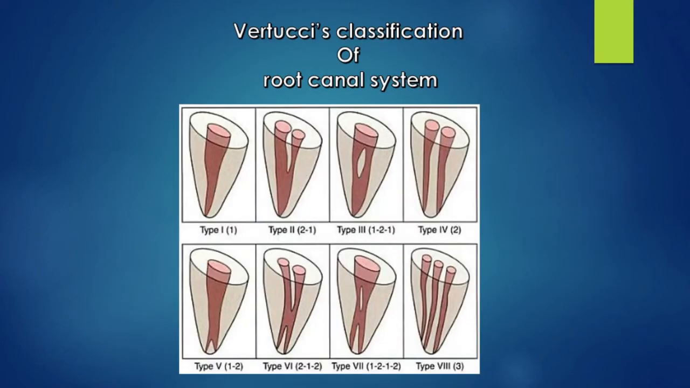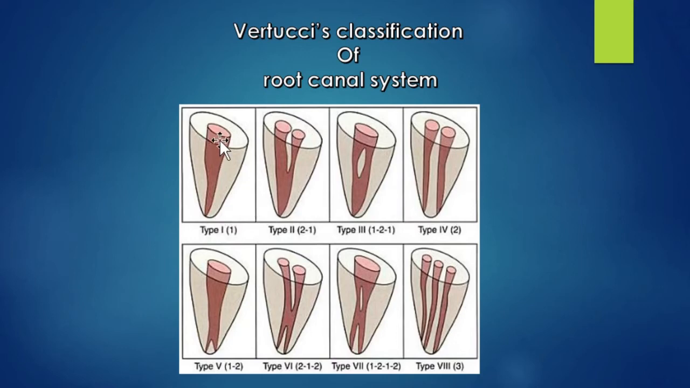All right, now let's move to a more practical side of this lecture, which is Vertucci's classification of the root canal system. What we have to know is that Vertucci divided root canal morphology into 8 types, which is more practical compared to the 4 types we generally follow by Weine's classification. The one difference and problem with Vertucci classification is that they don't consider the position and the exit position of the apical foramen, which is considered in Weine's classification.